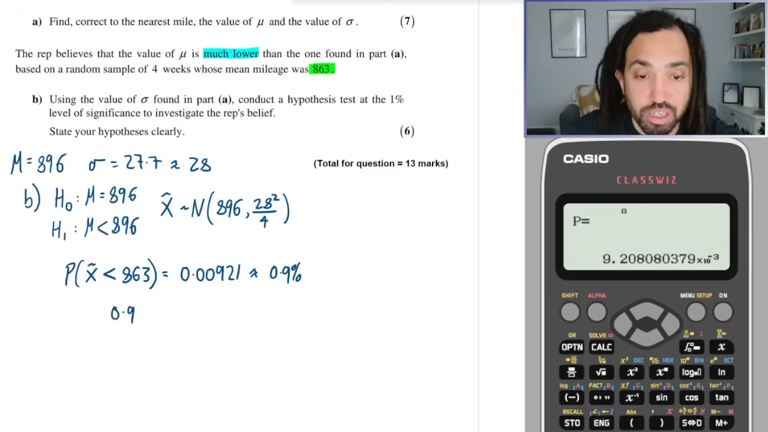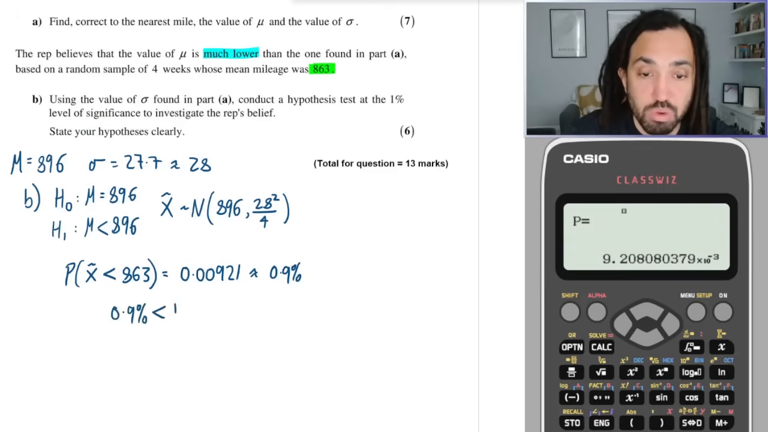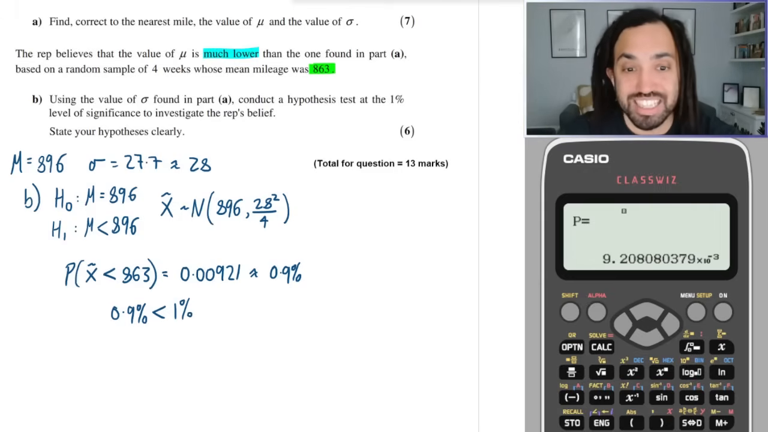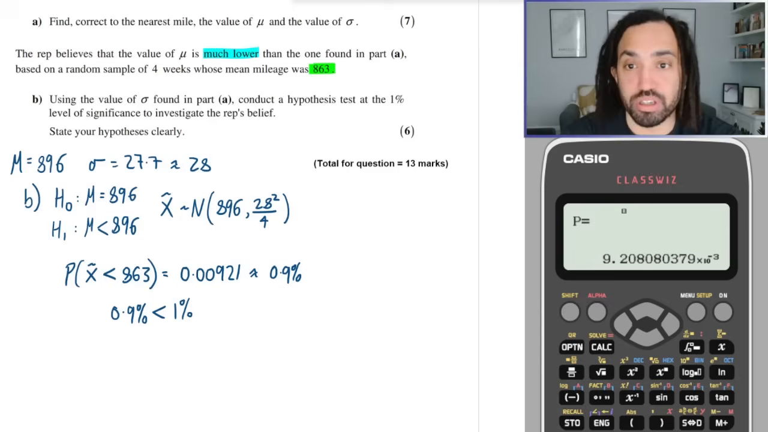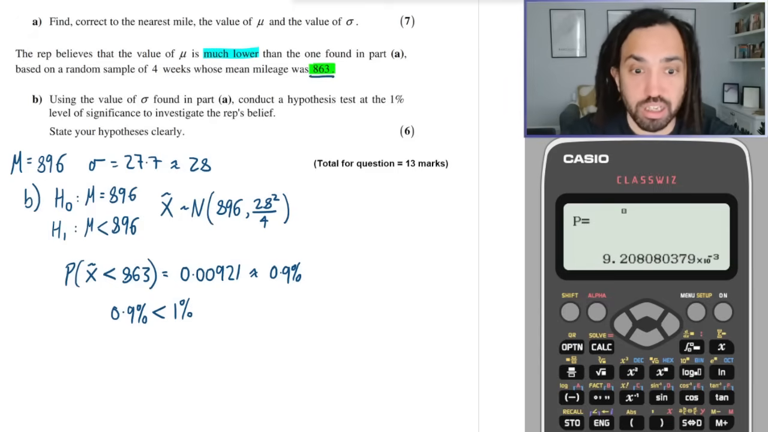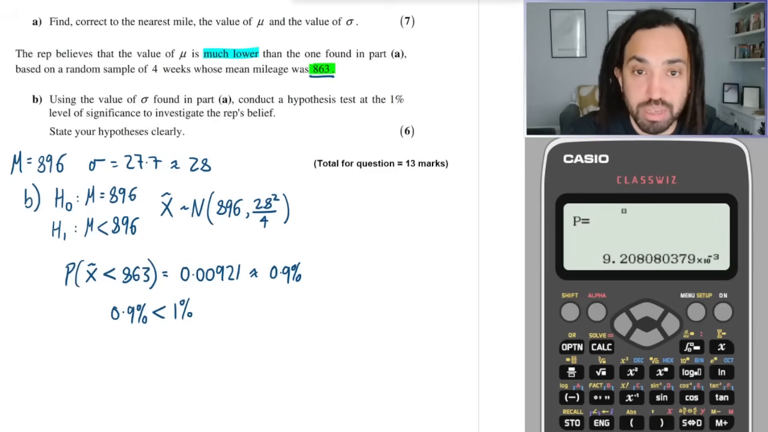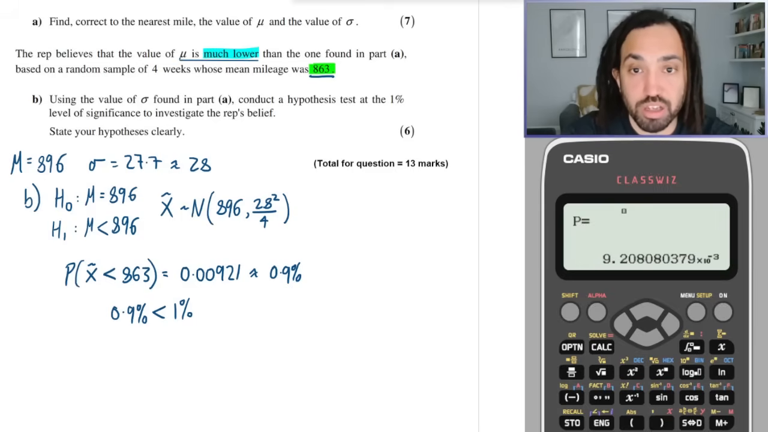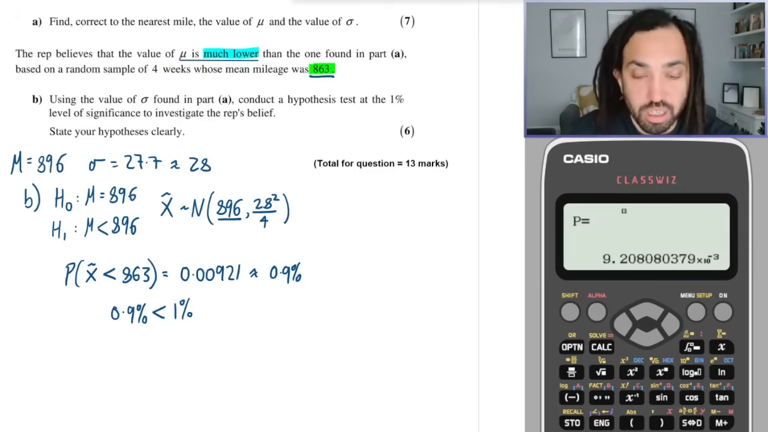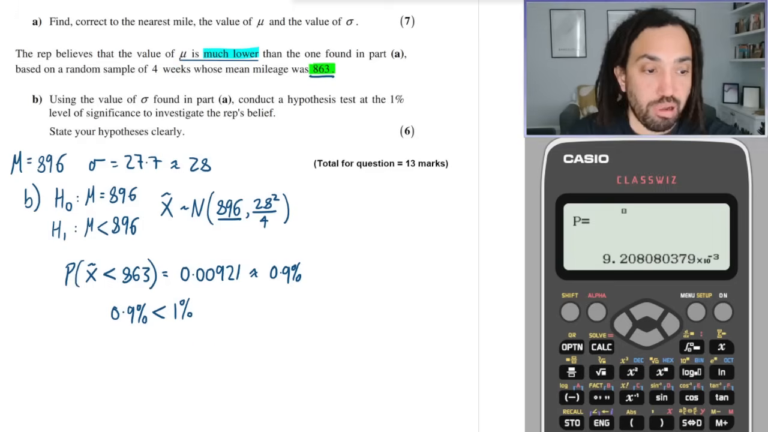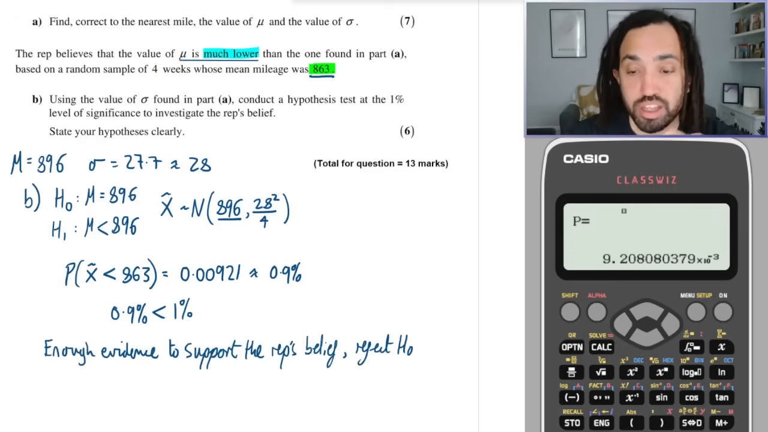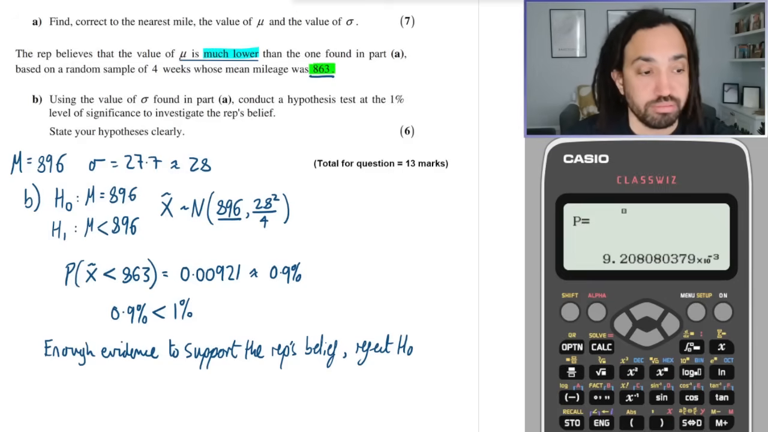And that 0.9% is smaller than our 1% threshold. So what we're saying there is that this test statistic is so unlikely to happen that surely it means that mu must be much lower than we have used in our distribution. So how do I write that? I'm going to say there is enough evidence to support the rep's belief, and therefore we need to reject H0.